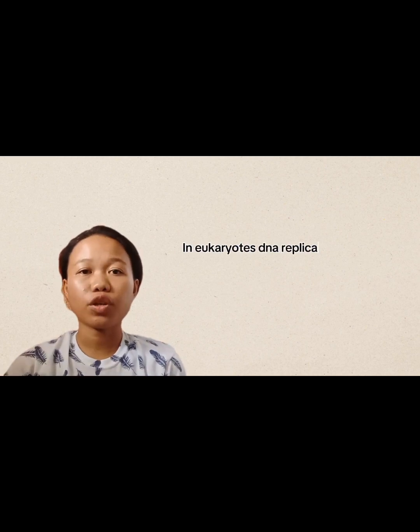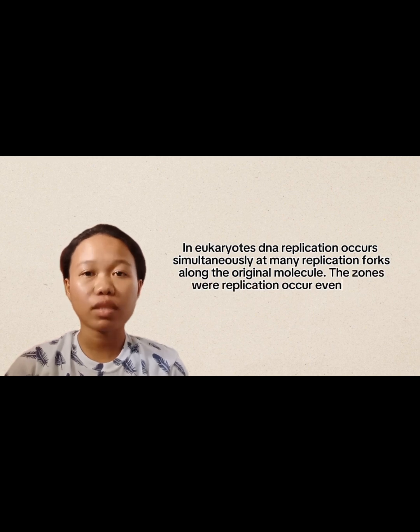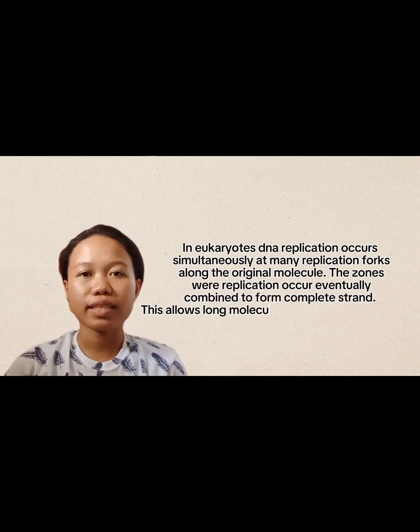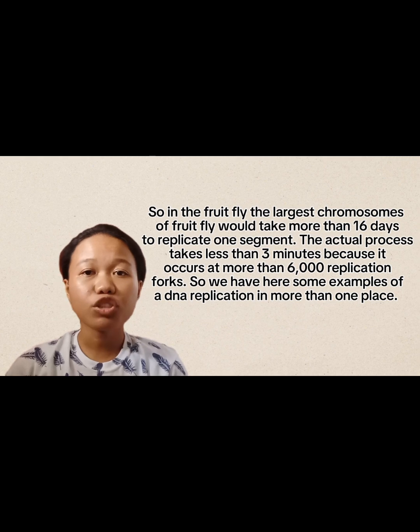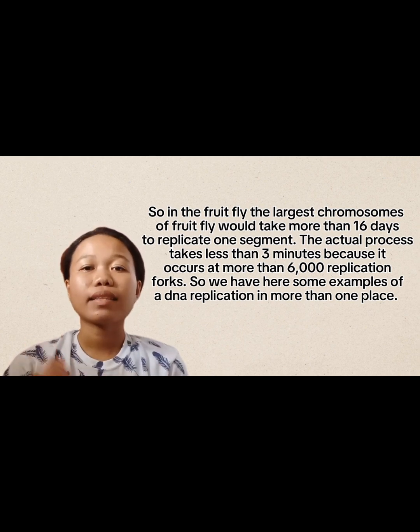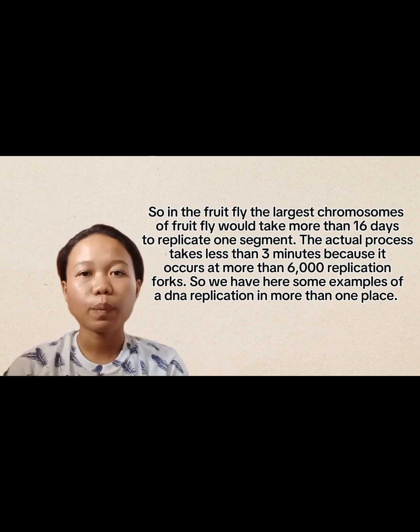So, DNA replication in more than one place. In eukaryotes, DNA replication occurs simultaneously at many replication forks along the original molecule. The zones where replication occurs eventually combine to form a complete strand. This allows the long molecule to be replicated quickly. In the fruit fly, the largest chromosome would take more than 16 days to replicate one segment. The actual process takes less than 3 minutes because it occurs at more than 6,000 replication forks.